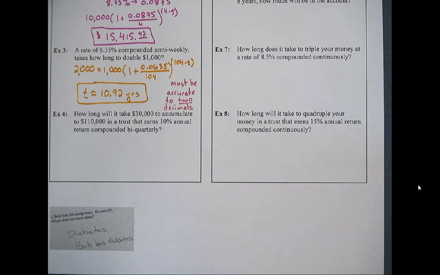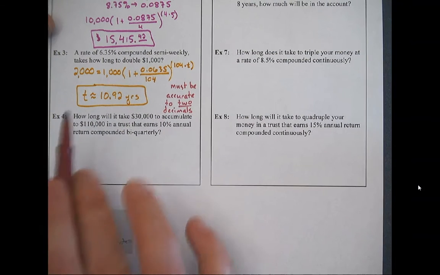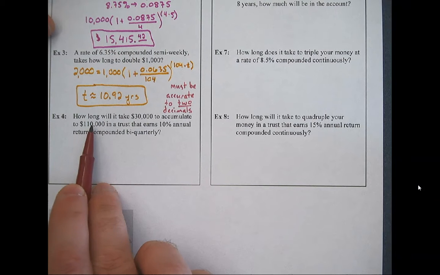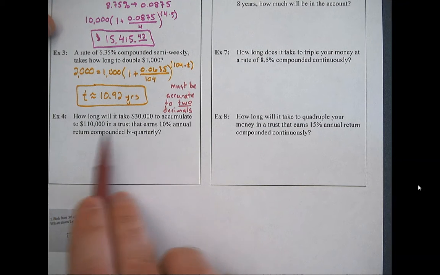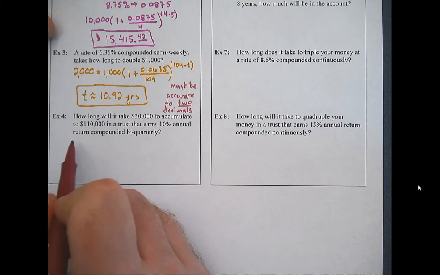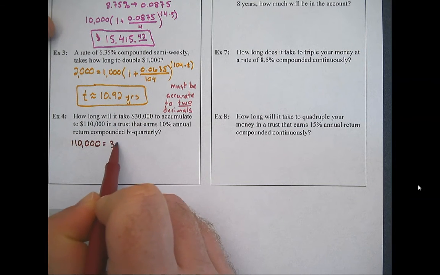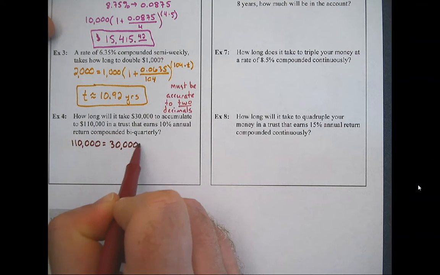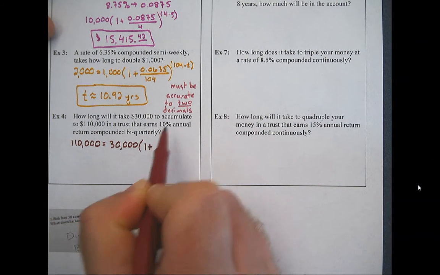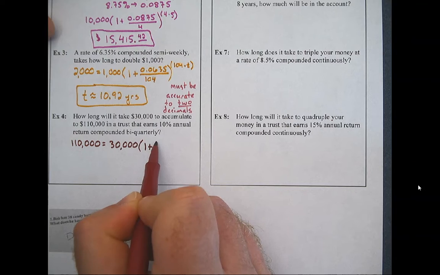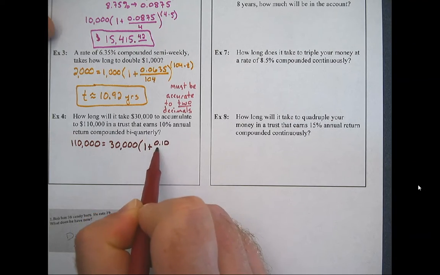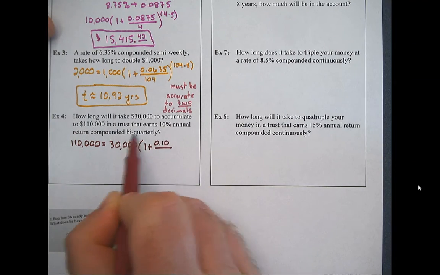All right, let's see how you did. So I'm going to take 30,000 and I want to get to 110,000. I'm getting 10% bi-quarterly. So I'm going to end up with 110,000. I began with 30,000. It's always 1 plus my percentage rate, 10%, so that's going to become 0.10 over bi-quarterly.